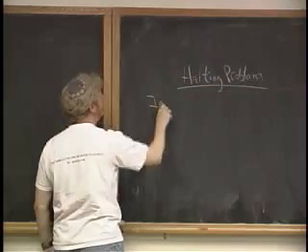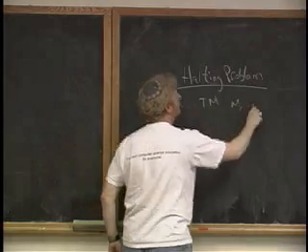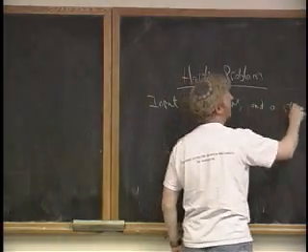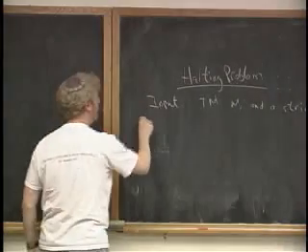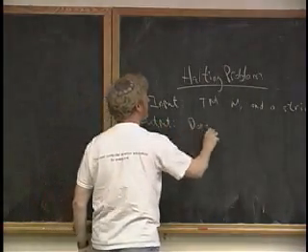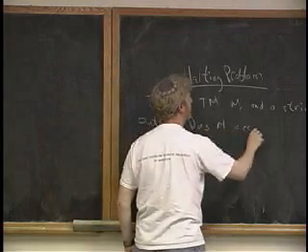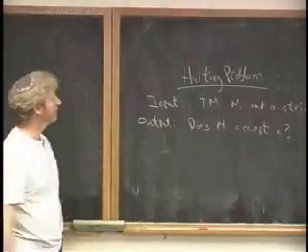The input is some Turing machine and a string that it's supposed to run on. And the output, yes or no: does M accept X? Does it stop and say yes?